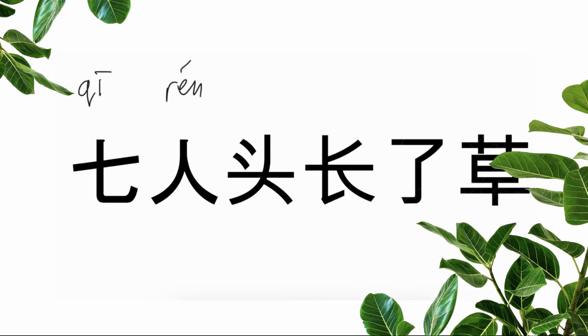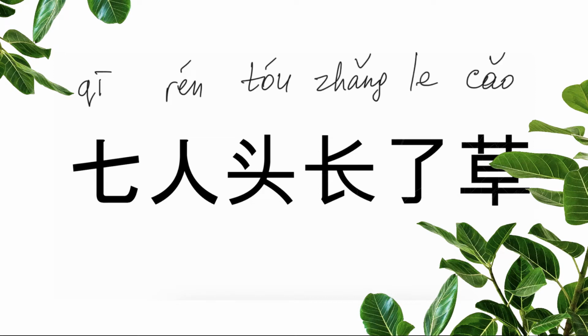七人头长了草. 七人头 means 7 people's heads. 长了草 have grown grass. So we have 七, we have 7. Then if we try rearrange 人 into a radical of person, and on top of it, on the heads of these 7 people, we're gonna add the component of 草, the component of grass. And we get the character 花, which means flower.